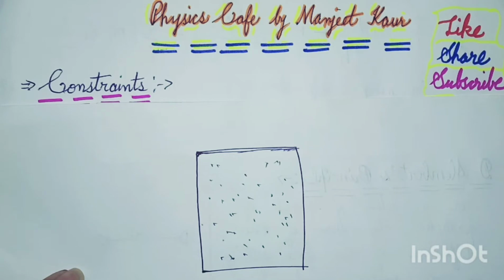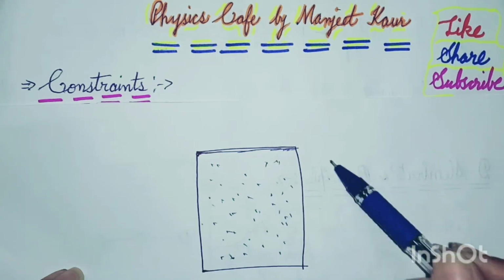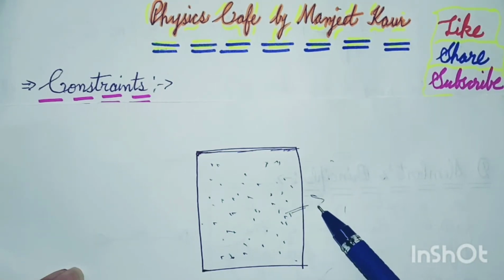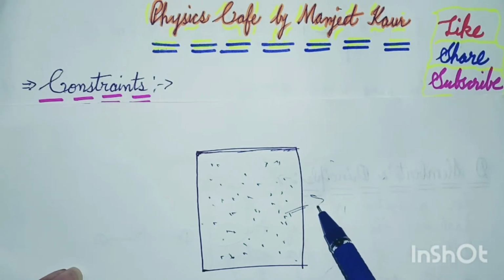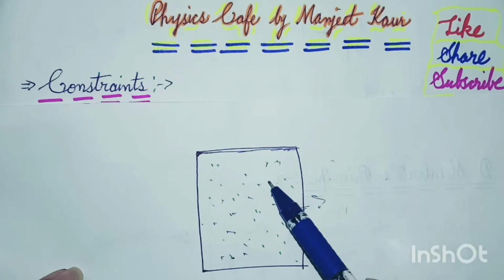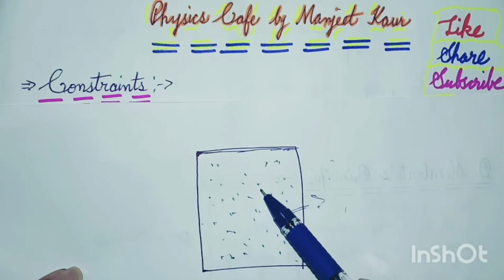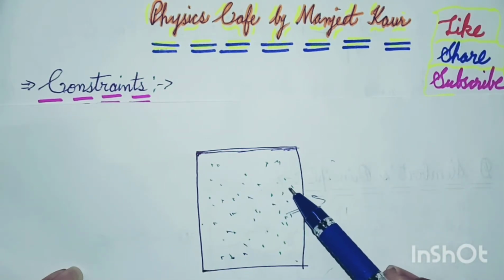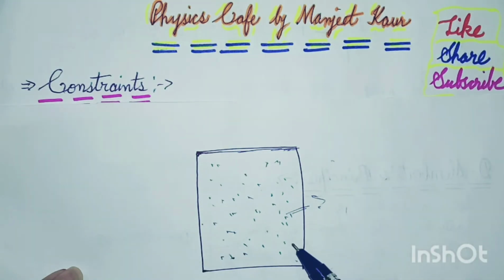Have you ever thought why the particles move only inside the container? Why don't they come outside the walls of the container? Who restricts them from coming out of this container? So our answer is constraints. Constraints are the conditions that limit the movement of the gas molecules. That means gas molecules in this container are constrained by the walls of the container to move inside the container.